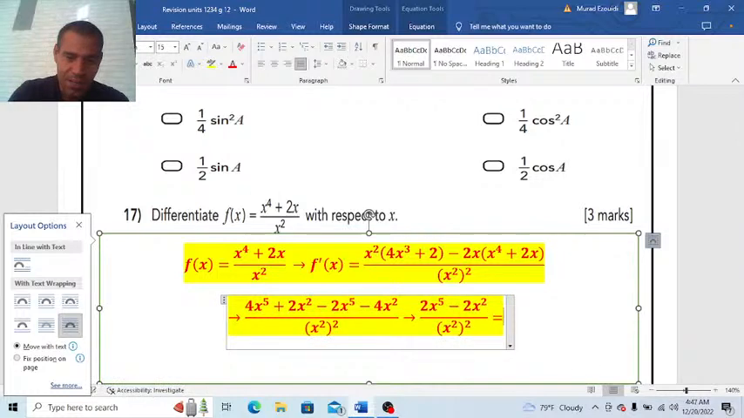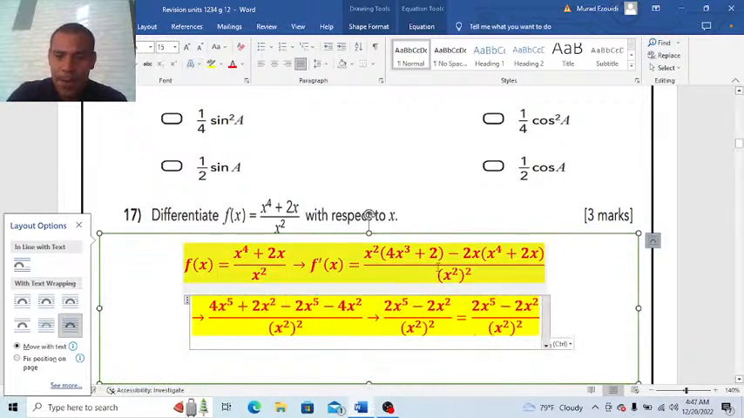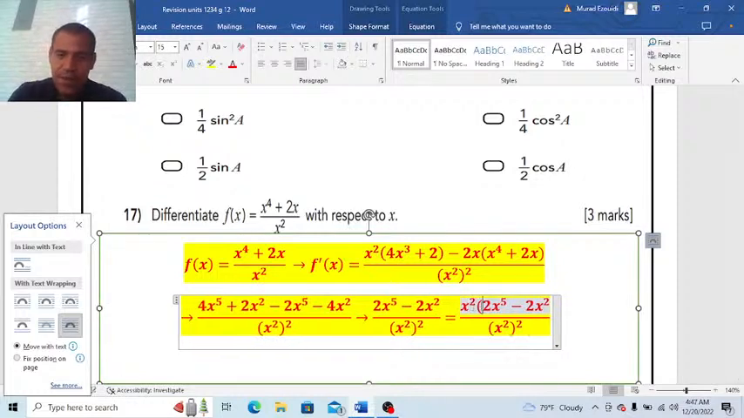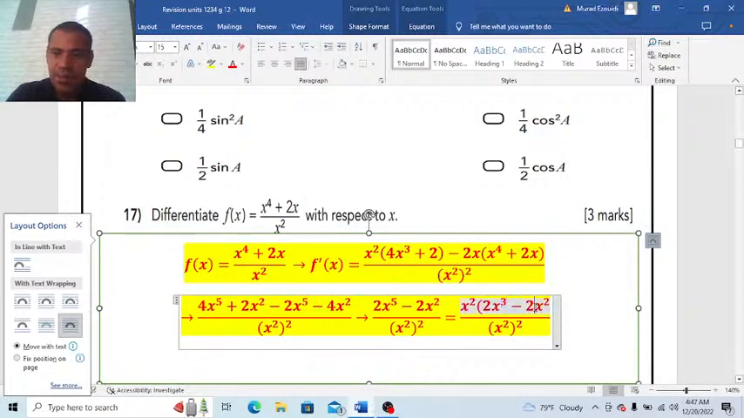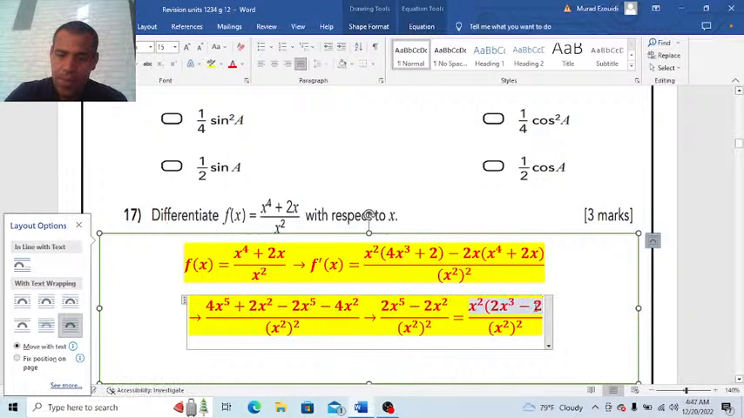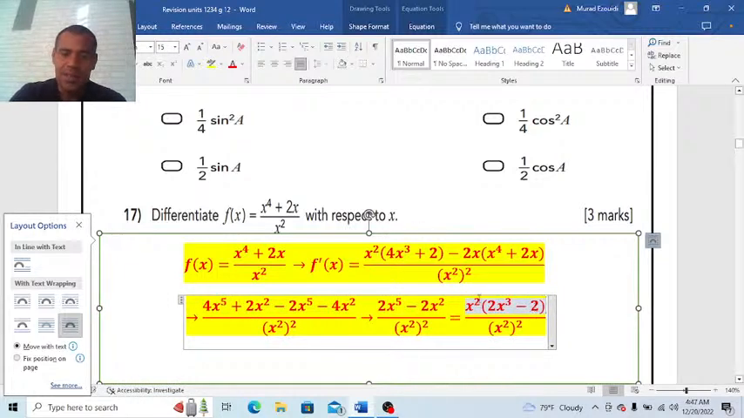This one is equal to x squared, because I'm going to write x squared as a common factor. So x squared between parentheses 2x to the power 3, then minus 2 here. Now I will cancel this, my learners, x squared here and x squared there. This one can be written as x squared multiplied by itself.